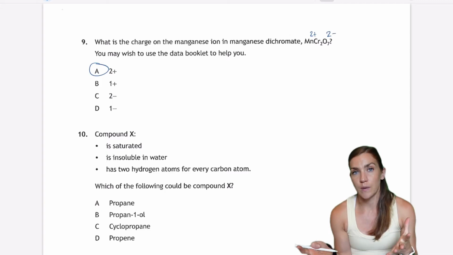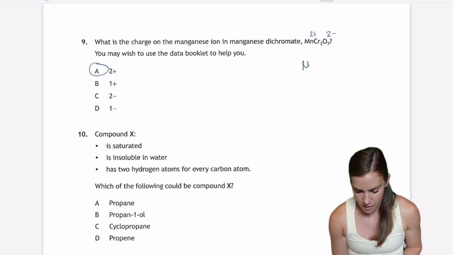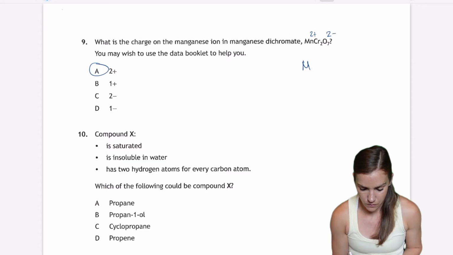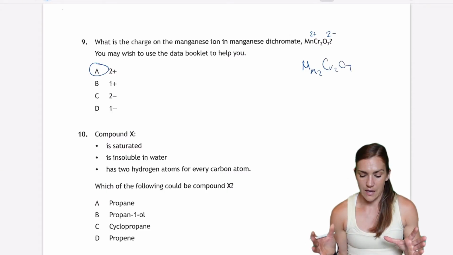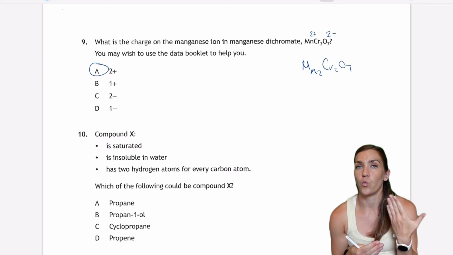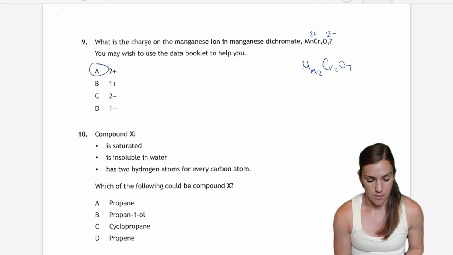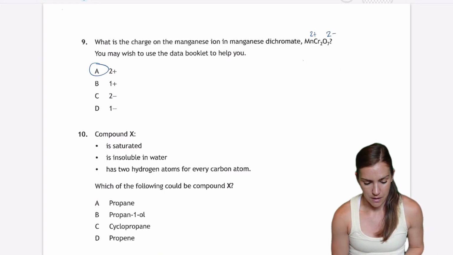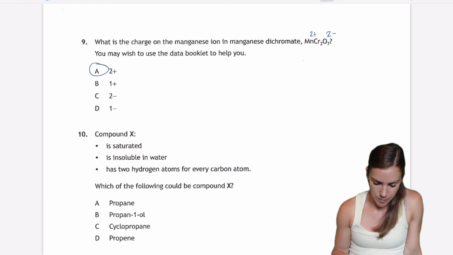However, if there were 2 manganese ions, for example, say the formula was Mn2Cr2O7, then you would have to split that 2 positive charge between the 2 manganese ions, so each of the ions would be 1 positive. Okay, so that's something that you need to bear in mind for those questions as well if you're doing other exams.